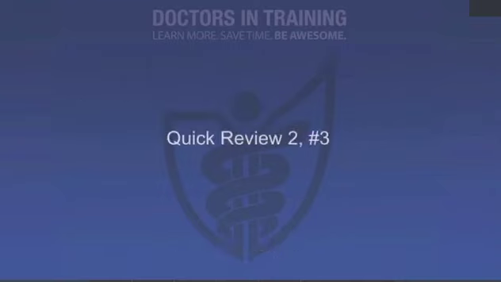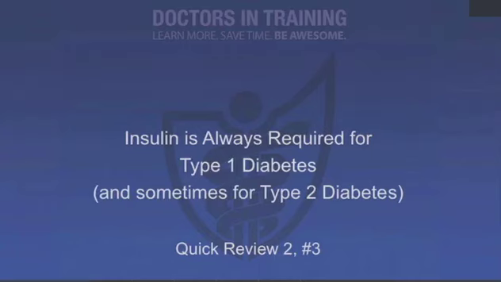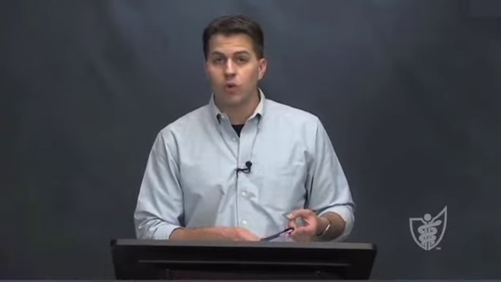Number 3, in which type of diabetes is insulin required for treatment? So definitely type 1. You can't treat type 1 diabetes without insulin, right? But also, insulin may be required for type 2 diabetes. Now, type 2 diabetic, in general, you're going to start with an oral agent first. If that's not sufficient, you might add a second oral agent. If that's not sufficient, you have one of two options. Either add a third oral agent or go right to adding insulin in addition to the oral agents. And we're going to talk about that when we talk about the oral diabetic drugs. But type 1 diabetics definitely need insulin. Sometimes type 2 diabetics may need insulin as well.